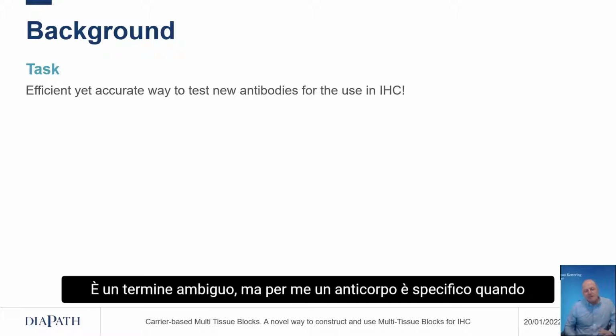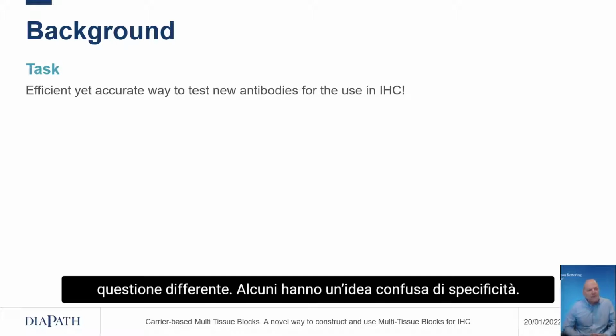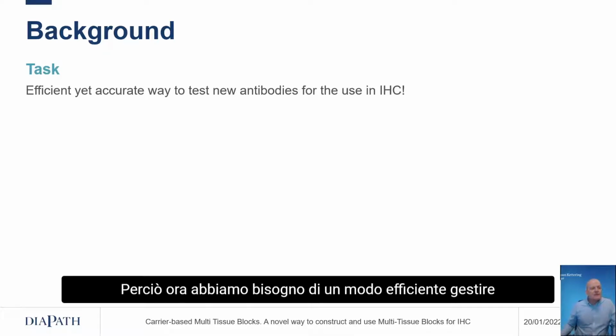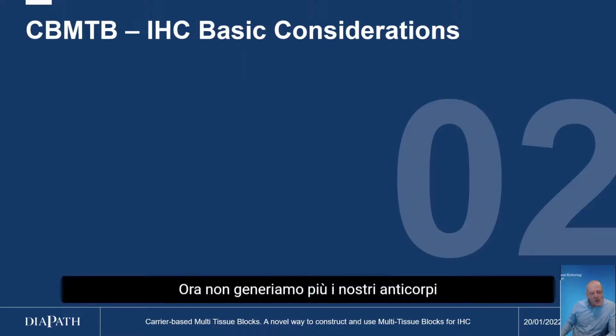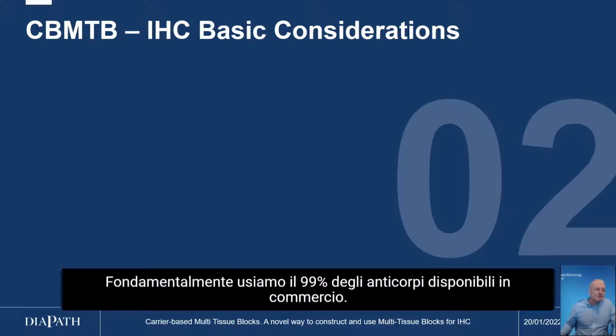What is specificity? It's a confusing term, but for me, an antibody that's specific is an antibody that detects its epitope. Where the epitope is distributed is a different question. So some people confuse this. Anyways, we need an efficient way to deal with the demand for new IHC protocols. We do not generate our own antibodies anymore as we used to do in research. We basically use 99% commercially available antibodies.